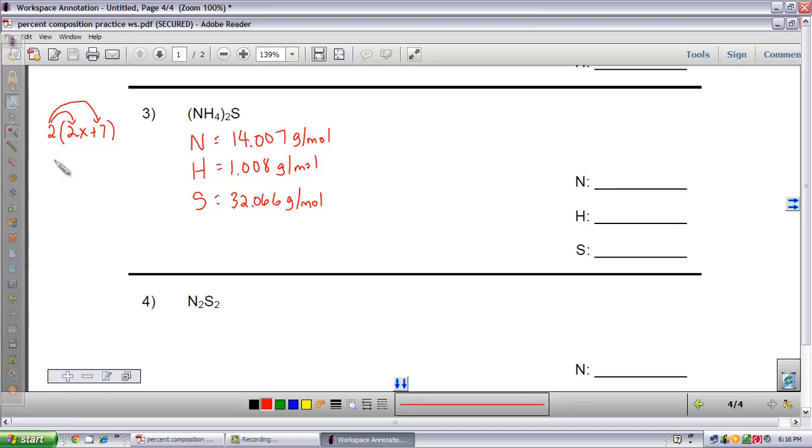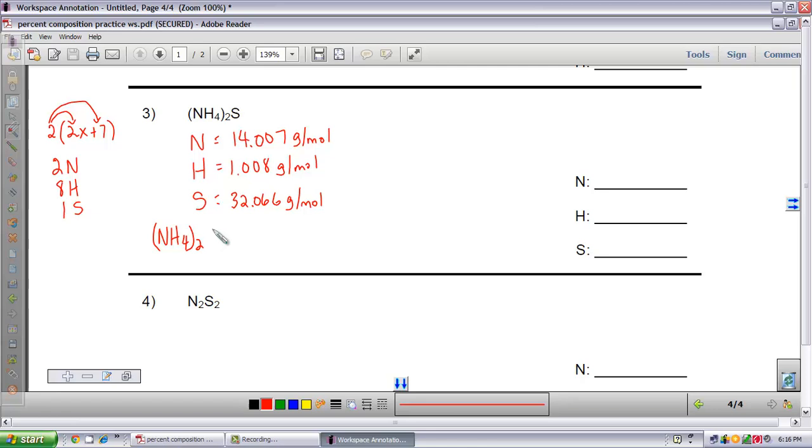You would not write it this way, but let's look. You actually have 2 nitrogens. You have 8 hydrogens because that 2 is distributed. 2 times 4 is 8, and you have 1 sulfur. So in order to find the entire mass of this compound, you would have to multiply 2 nitrogens, 8 hydrogens, and 1 sulfur altogether in order to get the total mass.